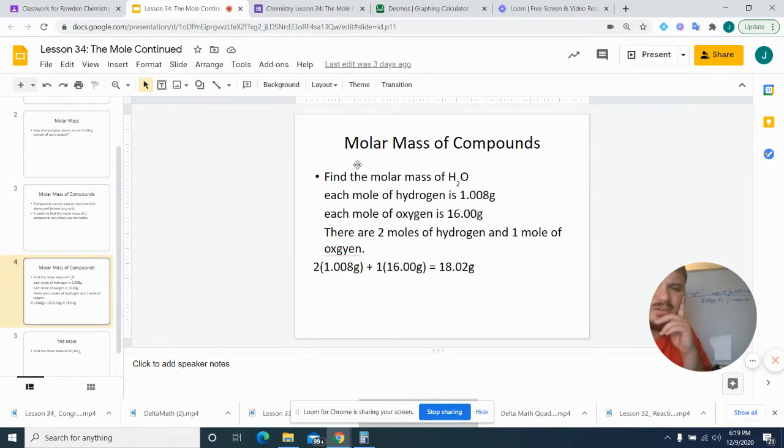So as an example, if you need to find the molar mass of H2O, you know the hydrogen is 1.008. You know the oxygen is 16. Oxygen on our periodic table is 15.999. You could round it to 16 though. But all you would do, if it's two H's, you would just take 2 times whatever the mass of H is. Plus, in this equation, there's one of the O's, so 1 times whatever the O is, and then you add them together.